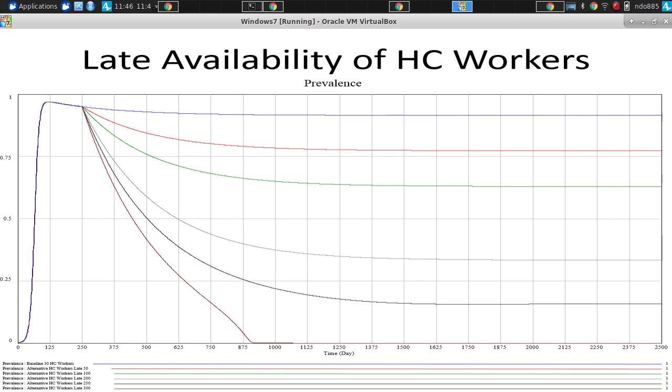So here, this is late. So 30 is the blue. The infection starts with only 30 healthcare workers. And then imagine we bring them in, maybe this is in Swift Current, and we bring in another 50, starting at time 250. So we've gone up from 30 to 80.